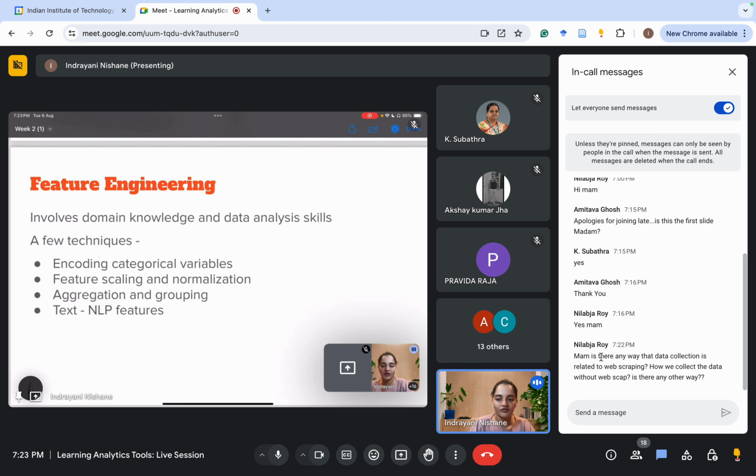Now we have finished this slide, so we'll go to the chat box. Is there any way that data collection is related to web scraping? How do we collect the data without web scraping? Is there any other way? Okay, so we will not go to web scraping, because it will lead to some confusion, because that's another new concept for many of us here.